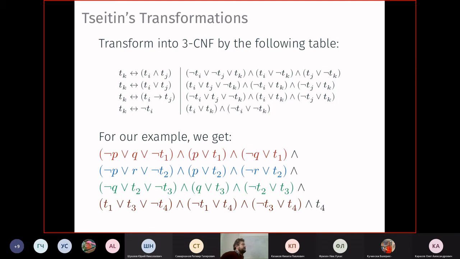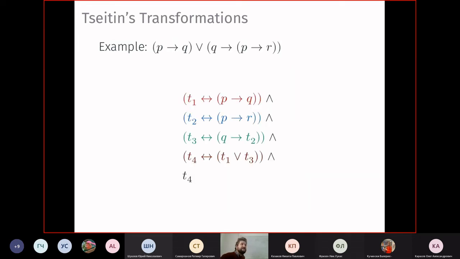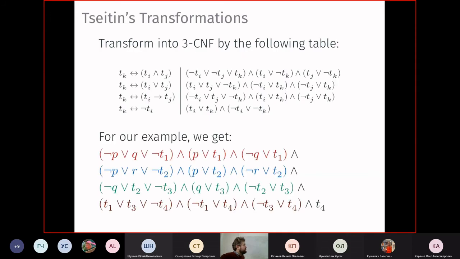And in our example, we get the following. Just the colors are used to reflect the colors in the previous slide. So here we have this: red goes to red, green to green, blue to blue, brown to brown, and the final T4 is just kept as it was. Now, this can be just routinely checked by these tables, and I hope that I'm not mistaken in this.